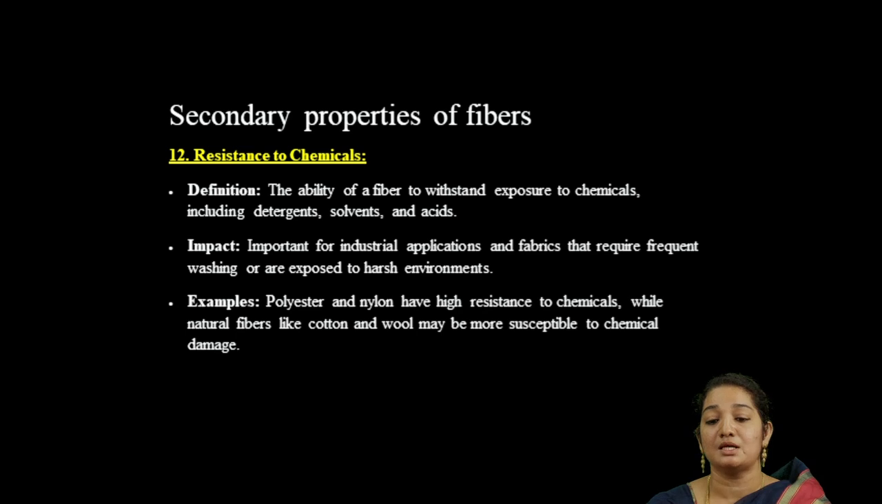The last secondary property is resistance to chemicals. Garments must be resistant to chemicals when exposed to detergents, acids, alkalis or heavy salts, otherwise the color will leach out. So the chemical resistance must be considered when constructing the garment, also for harsh environments. Polyester and nylon have high resistance to chemicals, while natural fibers like cotton and wool may be susceptible to chemical damage because they have a chance to leach out when heavy chemicals are applied.